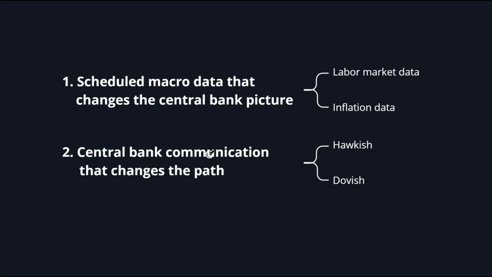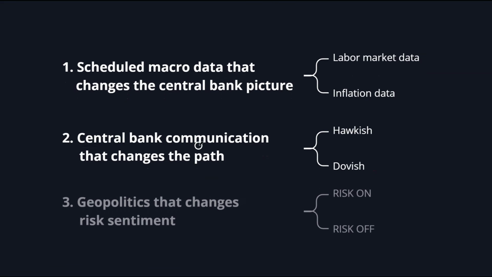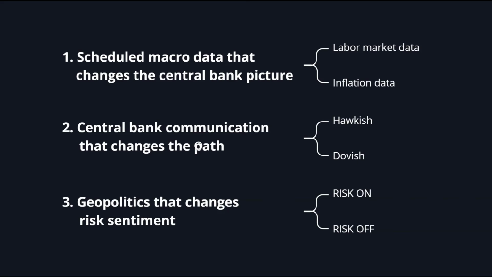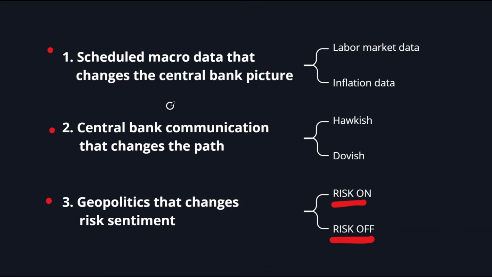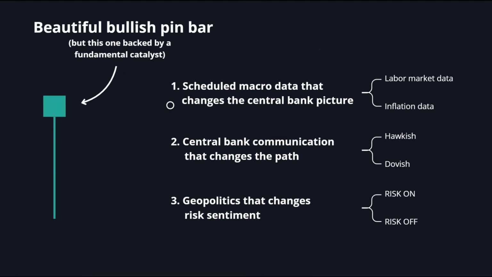There's also central bank communication that changes the path for the central bank, so that changes what they're going to do next. They can be hawkish, meaning hike interest rates or keep interest rates high, or dovish, meaning cut interest rates or keep interest rates low. Or it can be geopolitical developments that change the risk sentiment picture, moving people toward risk assets, or toward safe havens if there is an escalation. When one of these three points is behind the price action pattern that formed on a chart, then at that point, that particular pattern becomes a signal worth following.